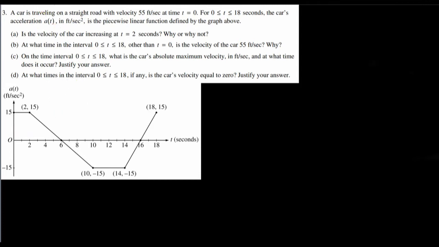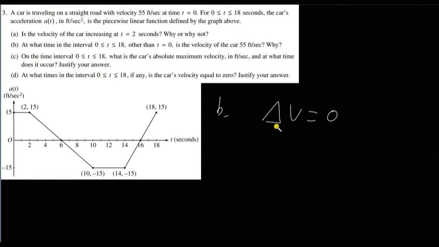Part B asks, at what time in the interval 0 is less than or equal to t is less than or equal to 18, other than t equals 0, is the velocity of the car 55 feet per second, and why? If the velocity of the car is 55 feet per second, remember that was the initial velocity, that means that the change in velocity was 0.